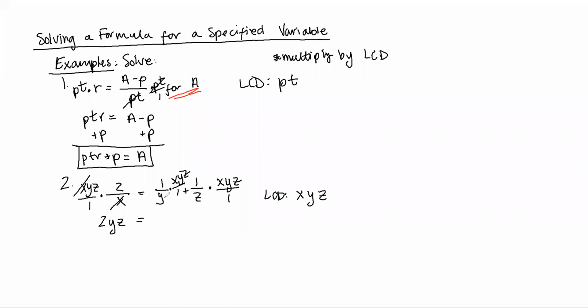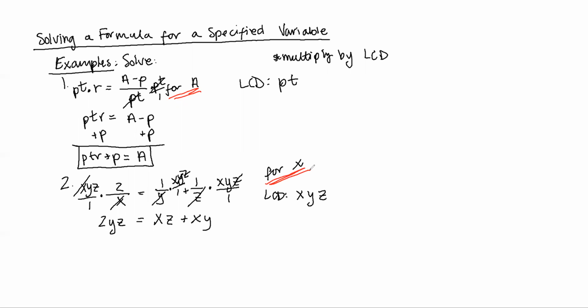Now on the right, we can cancel out these y's, and we're left with 1 times x times z, which is just xz. And then we have 1 over z times xyz, cancel out those z's, and we're left with xy, so plus xy. And I forgot to say what we were solving for here. We're solving for x.